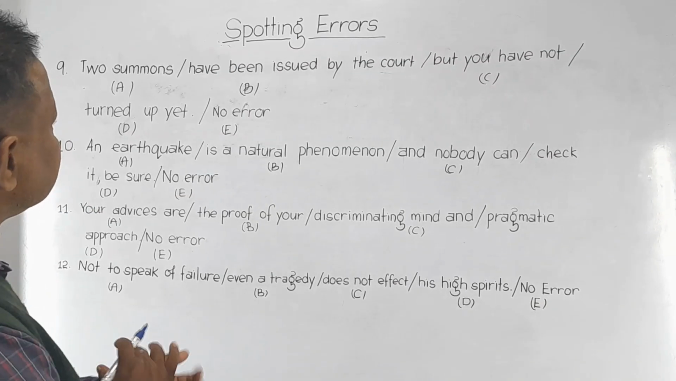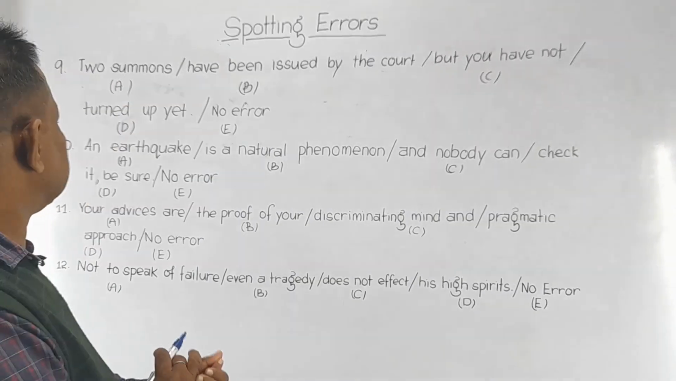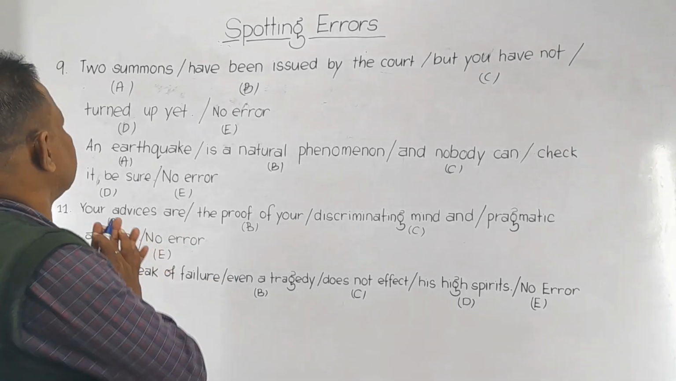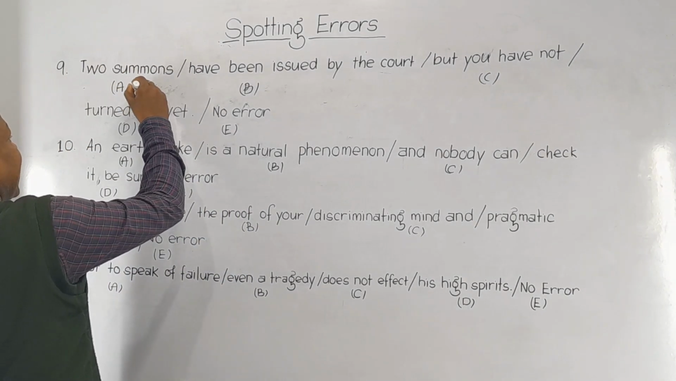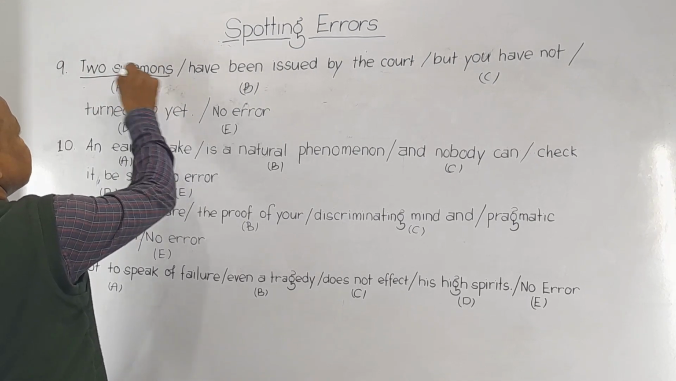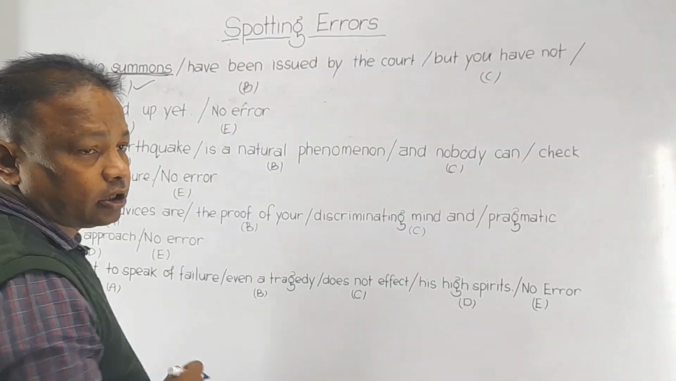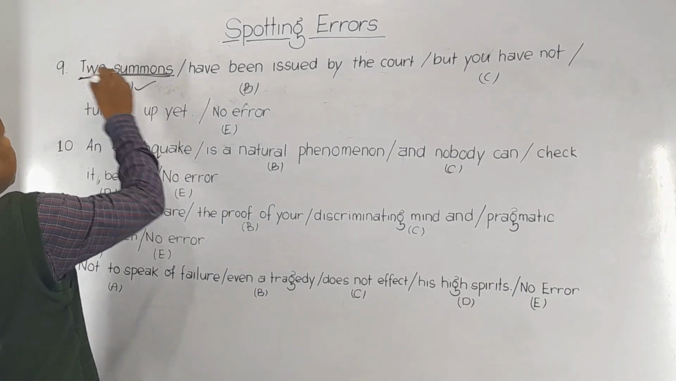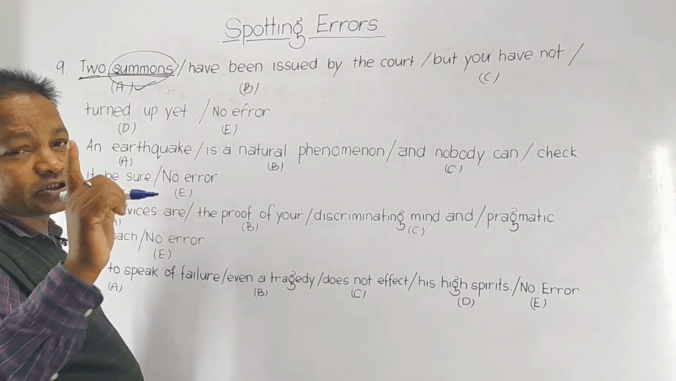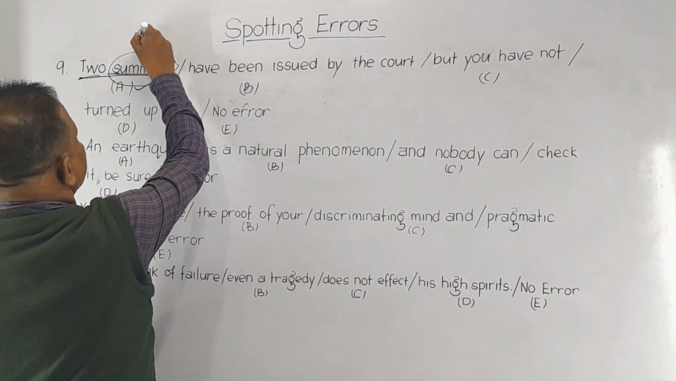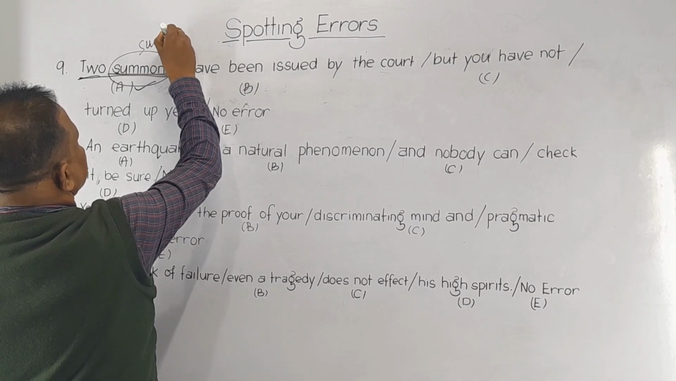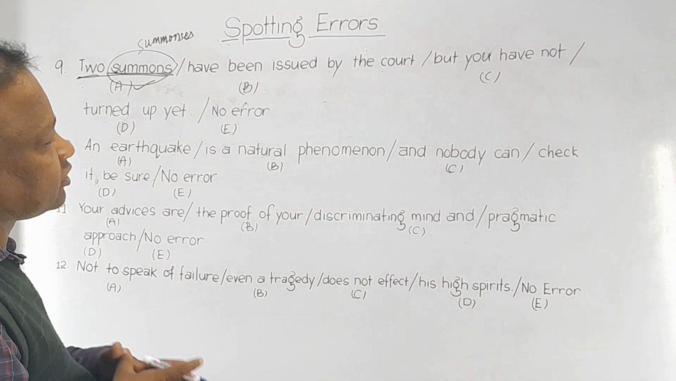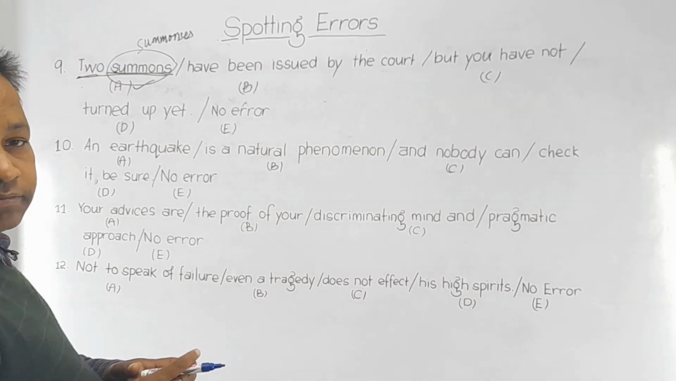Number 9. 2 summons have been issued by the court but you have not turned up yet. Let's find out the error. Yes. Because error is in part A, but summons, this word, this noun looks correct, but it is incorrect. Because 2 means it must be what? Plural. But it looks plural. This one is a singular noun. So its plural form is summonses. So 2 summonses have been issued by the court, but you have not turned up yet.